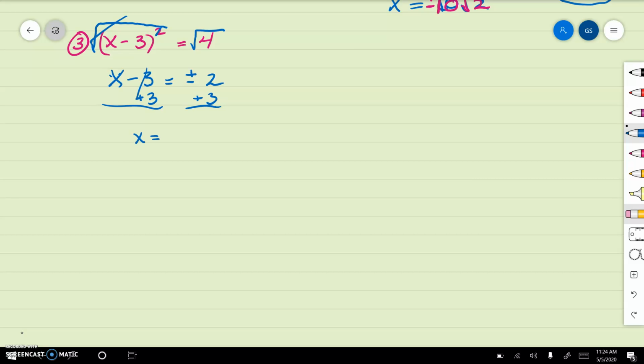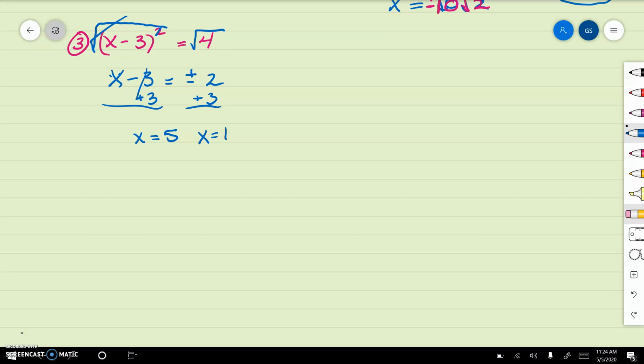So x equals, well, if I do positive 2 plus 3, I get a 5. All right, now, I also have a negative 2 here. So I have to do negative 2 plus 3, which is a 1. So your solutions are x equals 5 and x equals 1. Okay, if you substituted either one of those into the original equation, you would get a 4 on the right side. It would all check. Okay, you can check me if you want. I just don't want to spend too much time checking things on the videos.